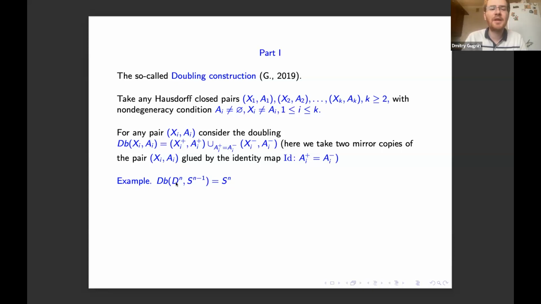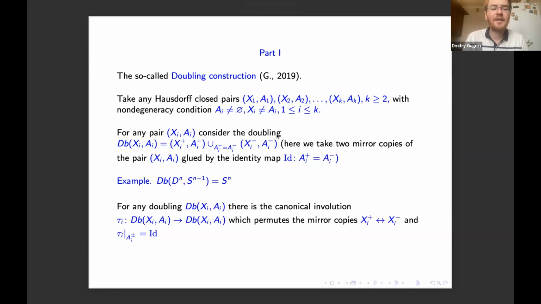Just an example, the doubling of the disk is just a sphere, and you may have in mind that you have some manifolds, compact or non-compact, but with non-empty boundaries, and these are the boundaries of these manifolds. Then the doublings of these manifolds are just the usual doublings in manifold theory. And for any doubling, we have the canonical involution that permutes the mirror copies of this Xi, and it is identity on the mirror.